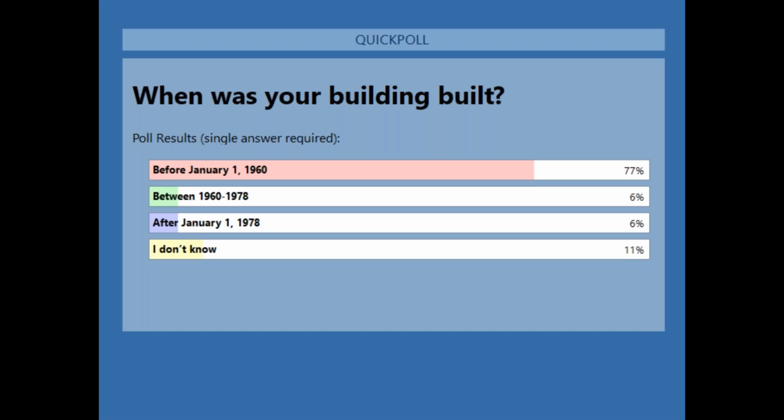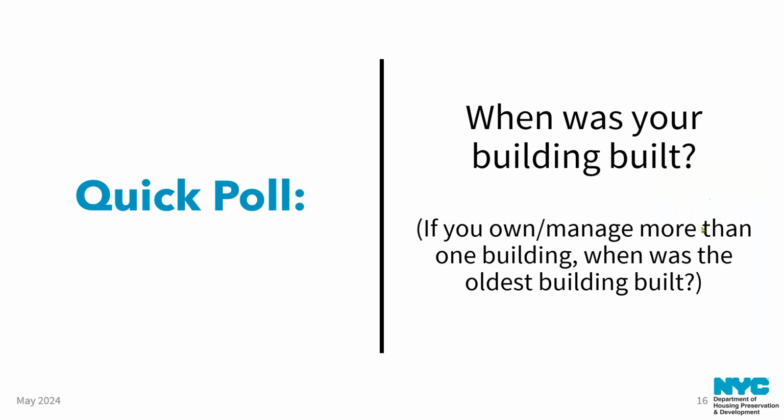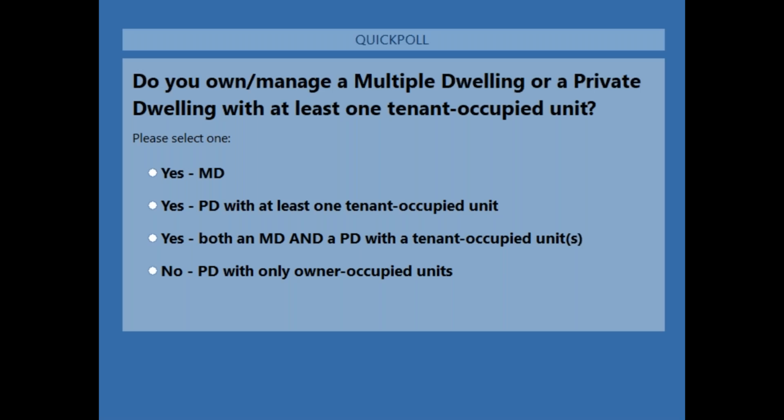Now, for those of you who don't know, that's going to be the key piece of information for you to look at in order to understand whether these provisions apply and which of them do. Now, there's one other small criterion here that I'm going to ask about. The building date is really important, but let's also look at the other piece of the law and let us know, do you own or manage a multiple dwelling or a private dwelling with at least one occupied unit?